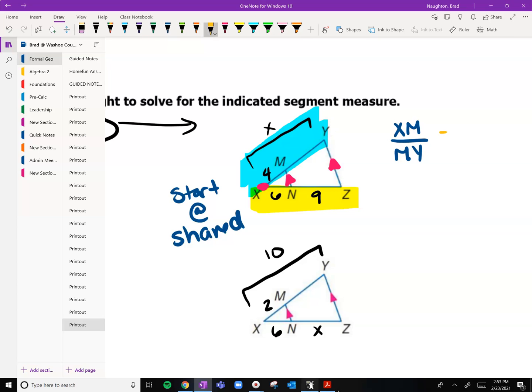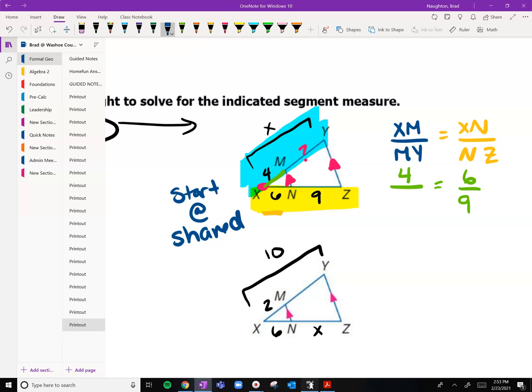And then on the other side here, we're going to say X is to N down here as N is to Z. So for the most part, we can just plug this in. So this is XM, which is 4, is to, I'm going to leave that blank for just a second, and then 6 is to 9. So how do we find out what this piece is because there's nothing there?